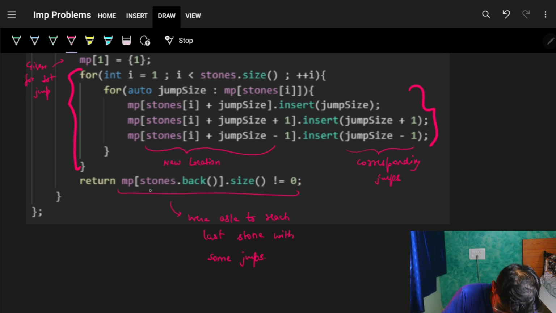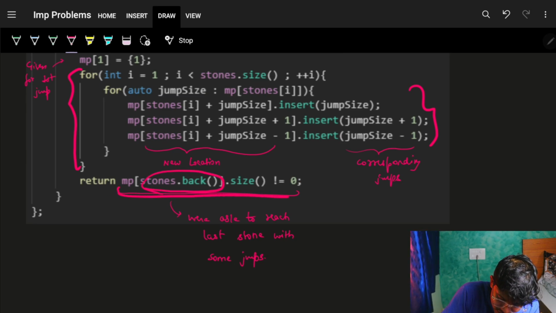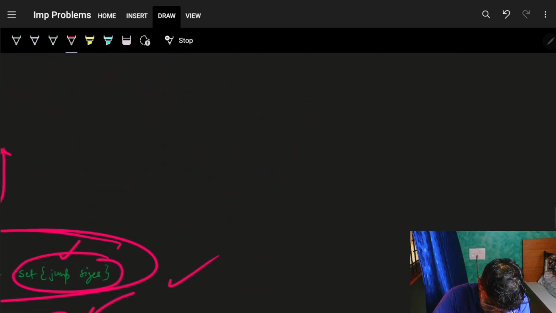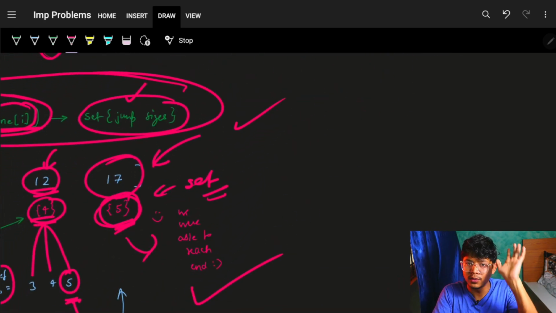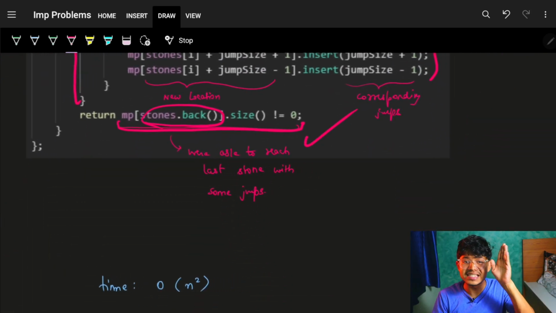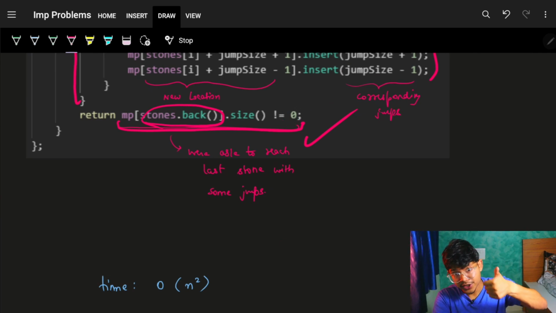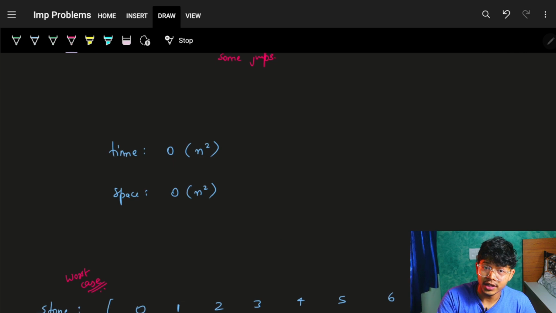And at last, if I was able to reach my last stone, which means my last stone would have some value in its set, which means I was able to reach it. If it is 0, I was not able to reach it. If it is not 0, which means I was able to reach it, so simply return true, and that's how you can solve it.